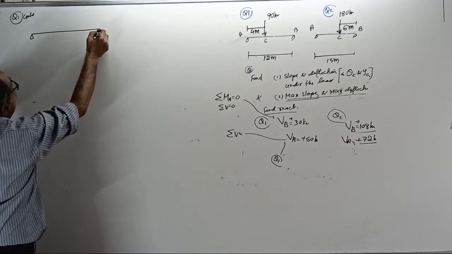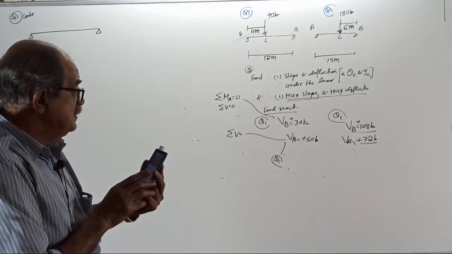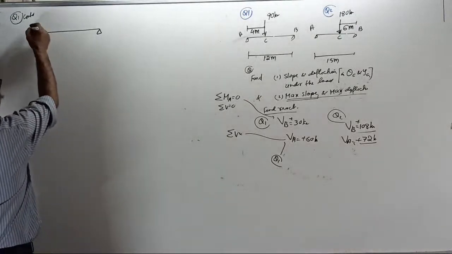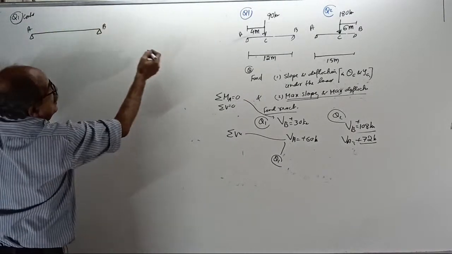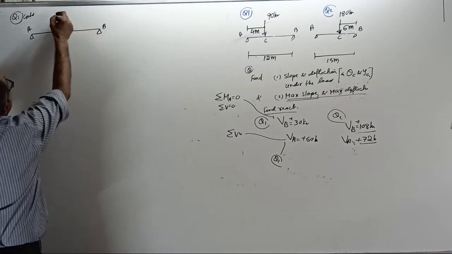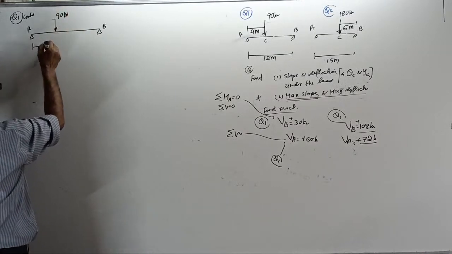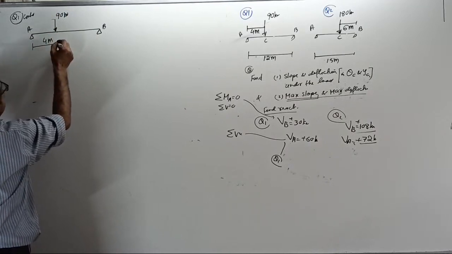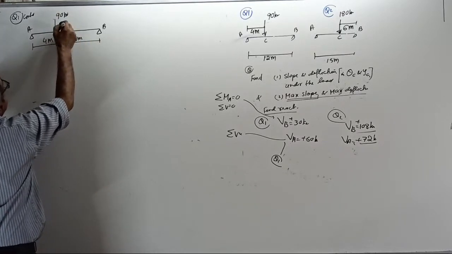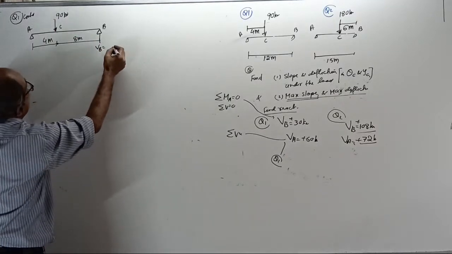Is the board fully visible? Tell me. Any problem? Board visible? Okay. Now, see, AB. This is A, this is B. This is 12 meter. There is a point load of 90 kilonewton at 4 meter from here. If that is 4 meter, this will become 8 meter. Okay. A, B, C. This reaction VB equal to, will you answer? First question again, 30 kilonewton.